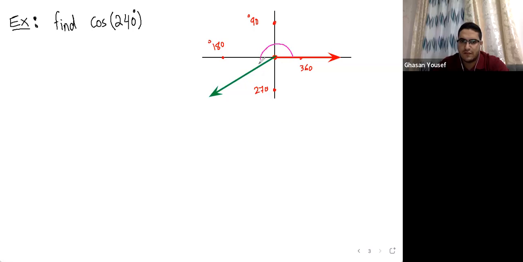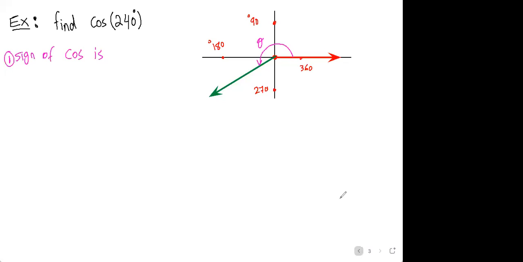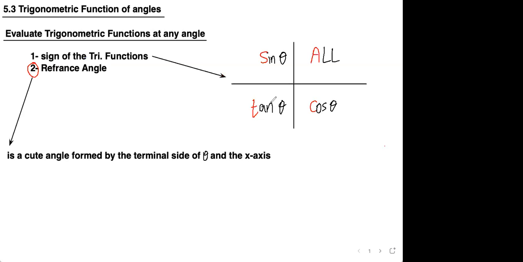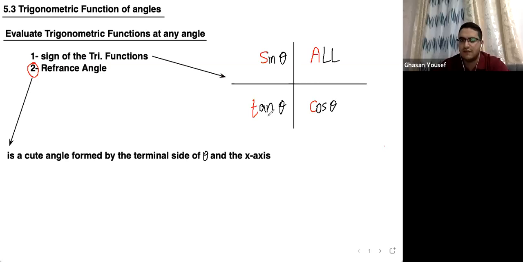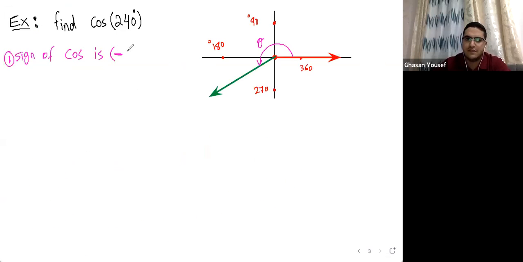So this is the angle. Now, number one, the sign: what sign does the cosine function have here in the third quadrant? Negative. Yeah, exactly, negative. Because in this quadrant, the tangent is the only function that is positive. The other functions are negative. So the cosine has a negative sign. This is the first step.